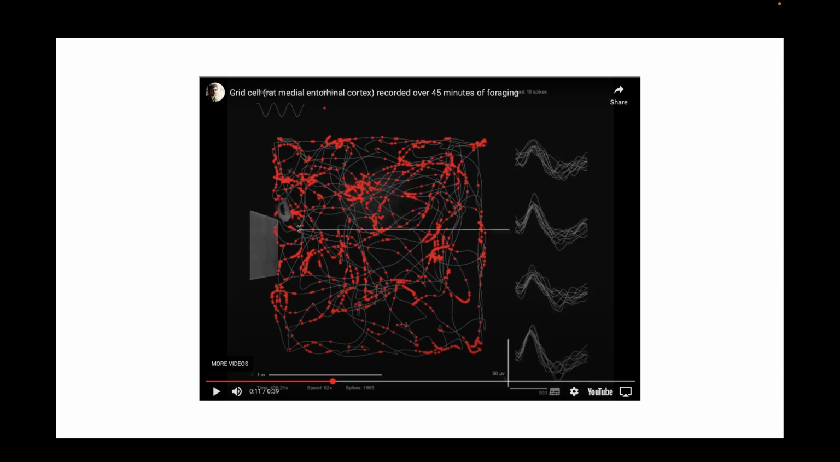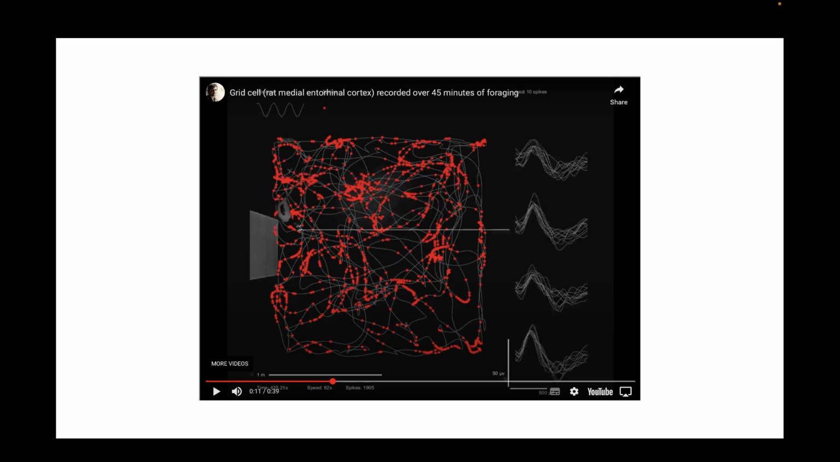So on the left, it is an open field experiment where the animal roams around in an open area, and while it roams around, you record from neurons. From the recording, the scientists identified these 4 particular units that fire specifically in these red zones.